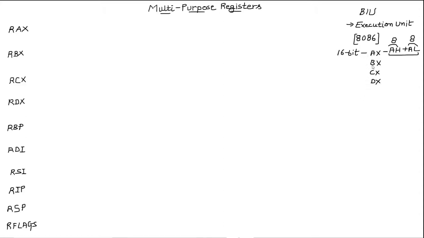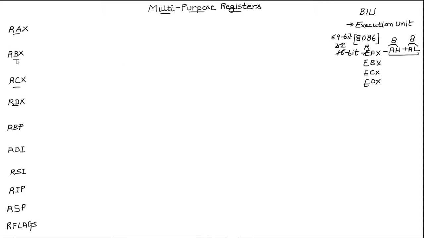If we apply E in front of all of these names, these registers become 32-bit registers. And if we further rename from E to R, as you can see here, RAX, RBX, RCX, and RDX are all 64-bit registers. That's why I have written RAX, which is a 64-bit register. RAX, EAX, AX, AH, they are all the same. The difference is just how many bits of information they can store.